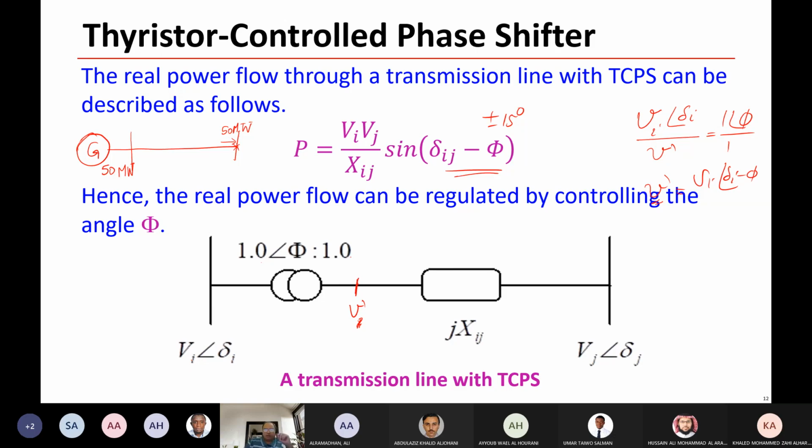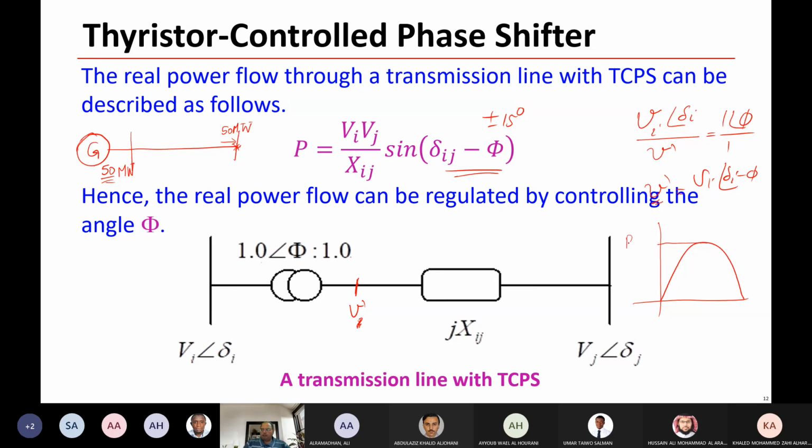Now here the problem is, Omar, in some cases you have a generation here, but due to stability limitation, you cannot transfer this 50 to the far end. Did you get the point? Yes. This is the limitation. You have generation capacity, but due to the stability limit, you cannot transfer it. This is the power transfer.